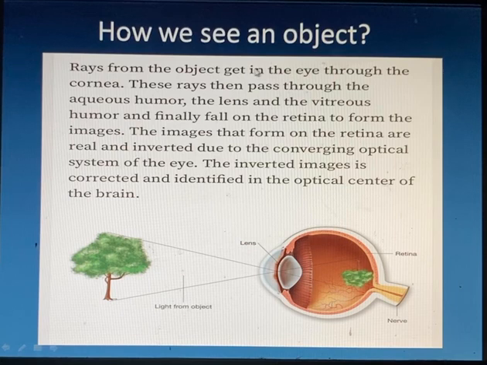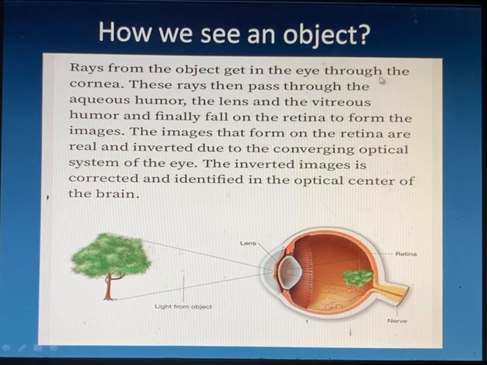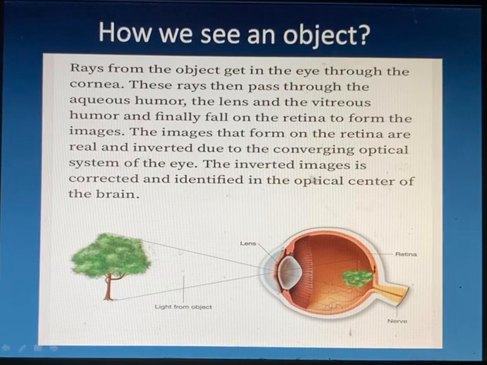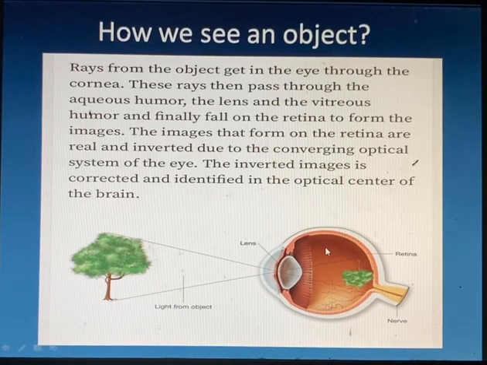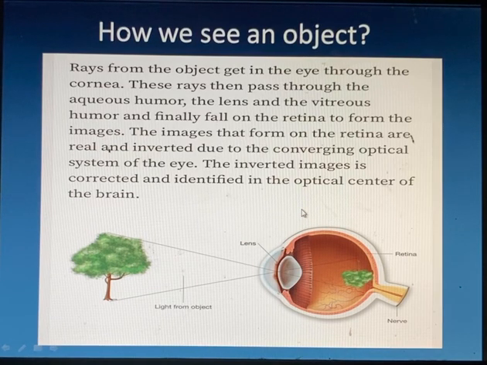So here is the explanation. Rays from the object get into the eye through the cornea. These rays then pass through the aqueous humor, the lens and the vitreous humor, and finally fall on the retina to form the images. The images that form on the retina are real and inverted due to the converging optical system of the eye. The inverted image is corrected and identified in the optical center of the brain. And finally, we can see the perfect shape, size, and overall image of an object.